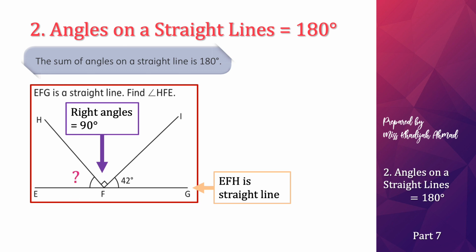To find out missing angle HFE, we can take away the known angles that are given. In this case, the right angles and the 42 degree. So our angle HFE is equal to 180 degree minus 90 degree minus 42 degree, which equal to 48 degree.